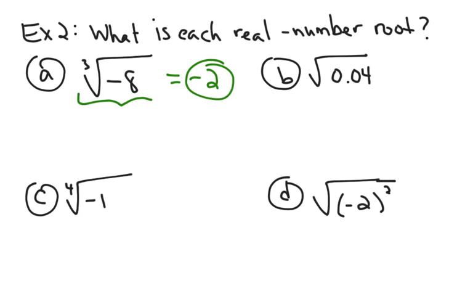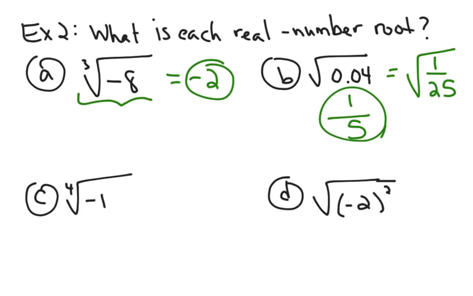For 0.04, 0.04 is the same as 4/100ths, which is the same as 1 over 25. So this is really asking us to find the square root of 1 over 25. So the square root of 1 is 1, and the square root of 25 is 5. So it must be 1/5 or 0.2.